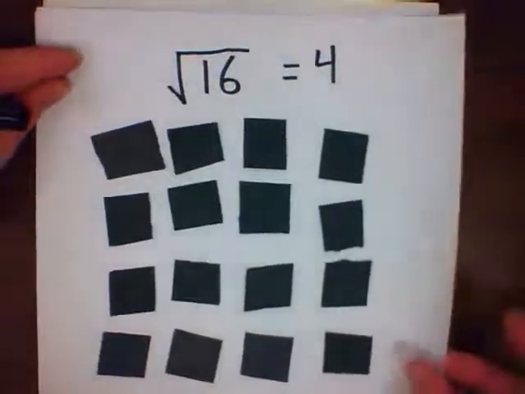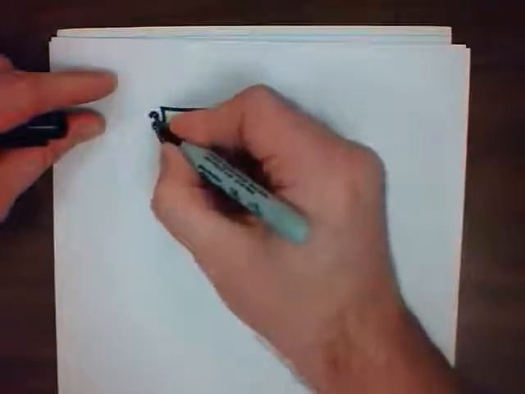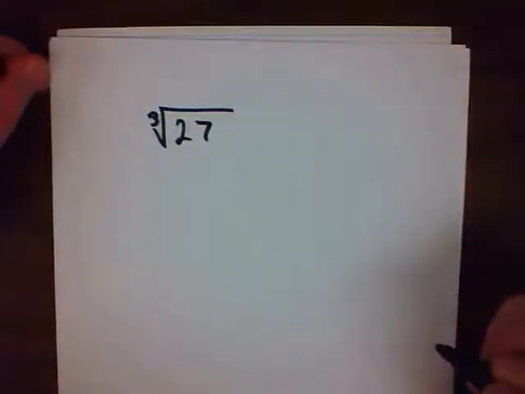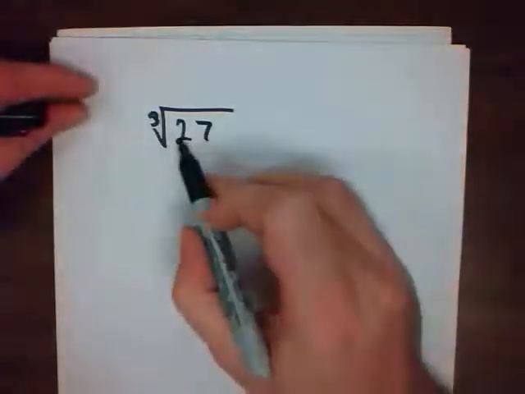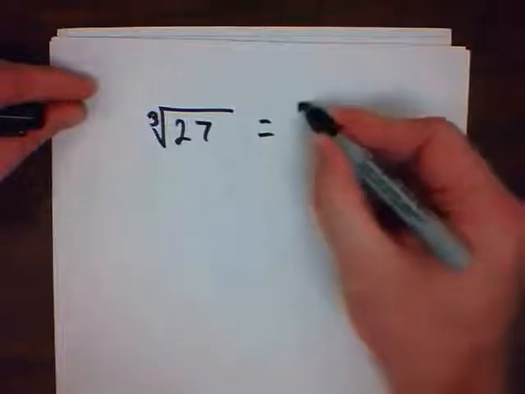Now, it does so happen that there are other kinds of roots out there. This is a cube root. What number multiplied by itself 3 times is 27? That happens to be 3.